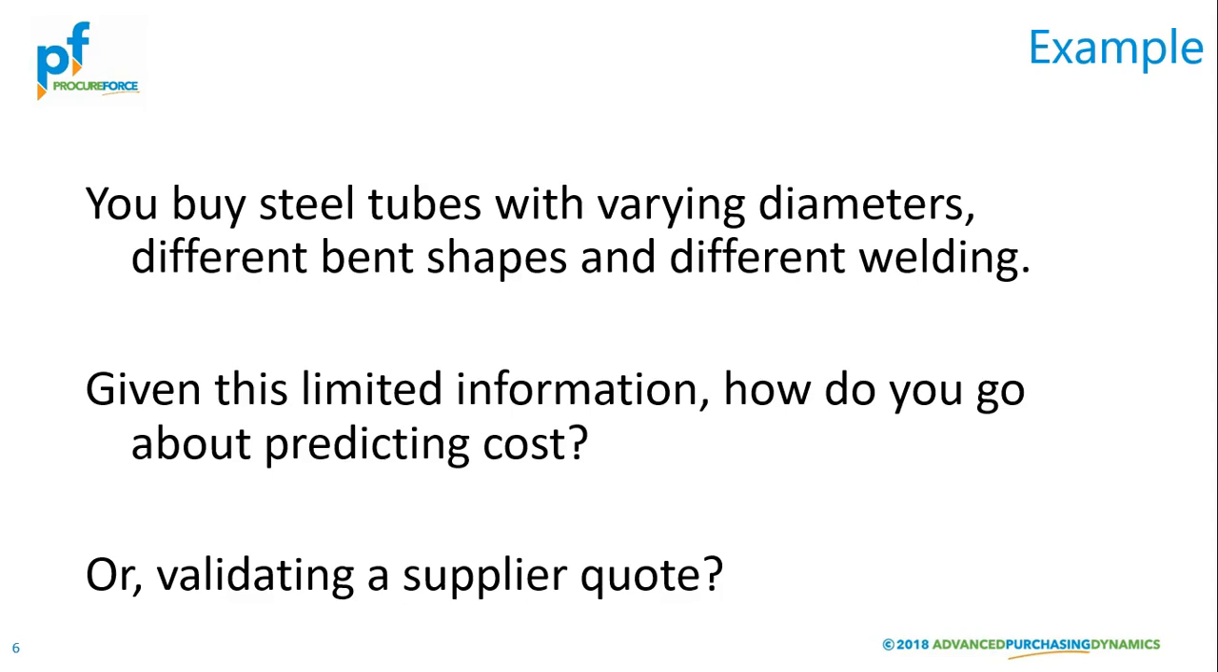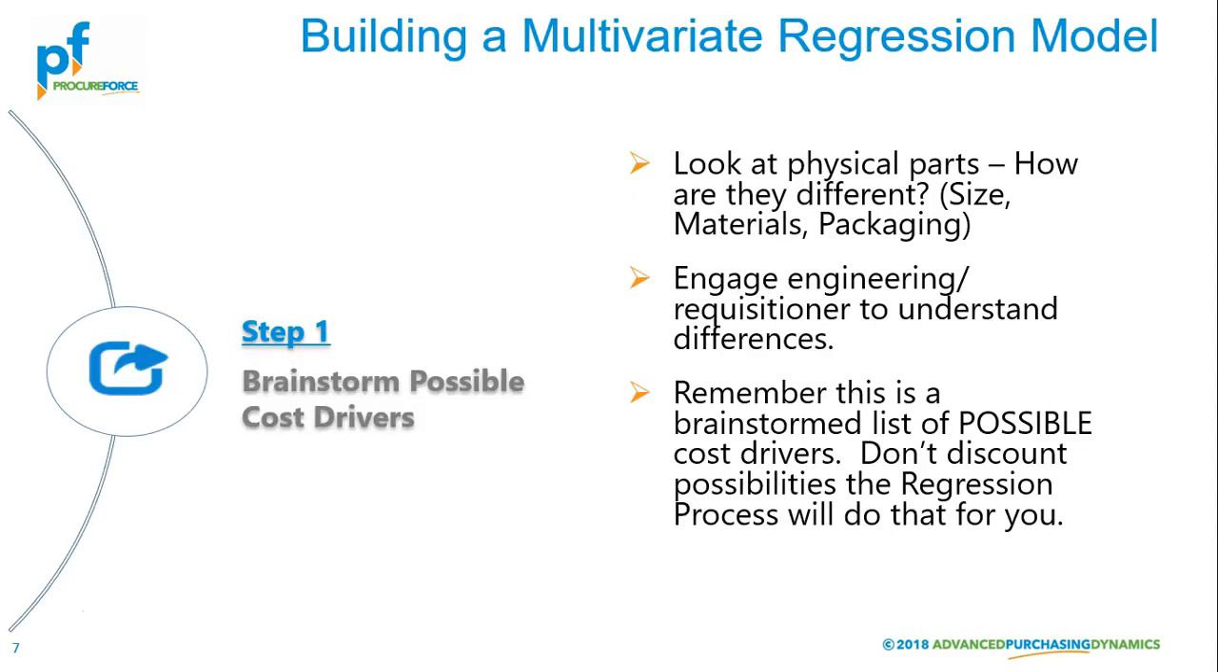For example, let's say you're buying steel tubes and they have different shapes, different numbers of bends, different welding. All you have from the supply base is price, and you know the physicals about the part. How do you use this information to predict cost or validate a supplier quote?